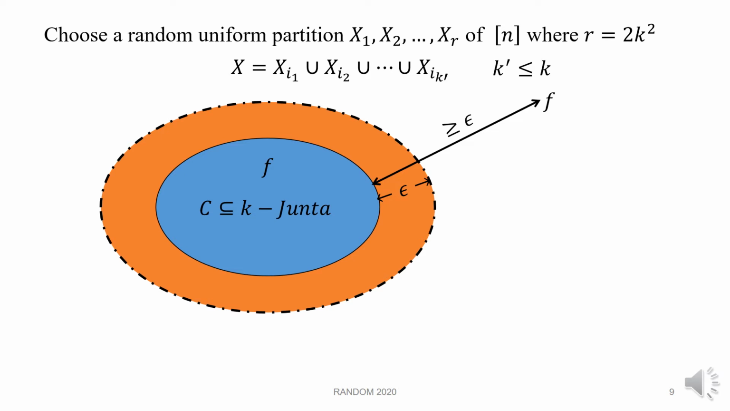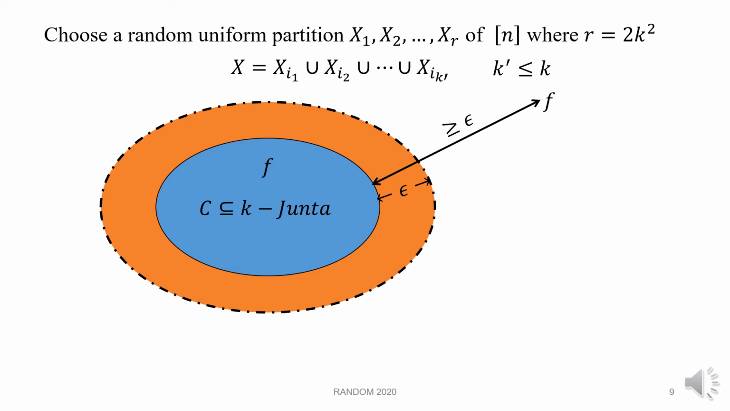What is the relevant set? A set xi is relevant if it contains a relevant coordinate of f. Let xi1, xi2, ..., xik be the relevant sets that the tester finds. Of course, if the number of relevant sets k prime is greater than k, then f is not k-junta, and then it is not in C, and the tester rejects. So we can assume that k prime is less than or equal to k.